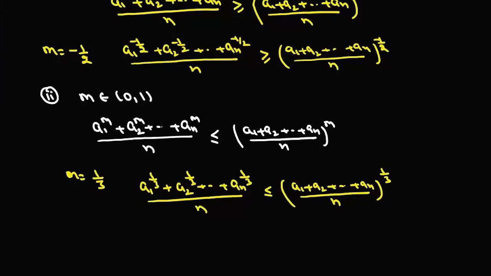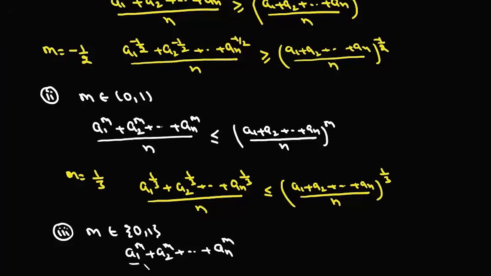And then we have this third and trivial case, if m belongs to the set containing 0 and 1. So if m is 0 or m is 1, in that case both the expressions will be equal. So we can write (a1 to the power m plus a2 to the power m up to an to the power m) whole divided by n will be equal to (a1 plus a2 up to an) by n whole to the power m. So we have this equality when the value of m is either 0 or 1.